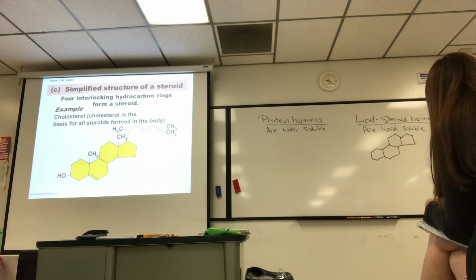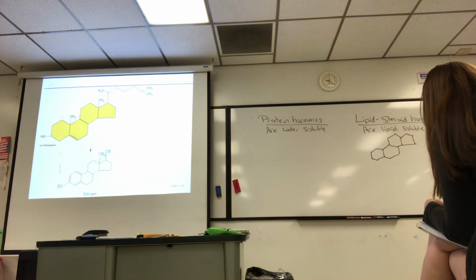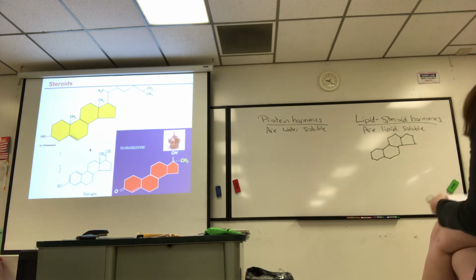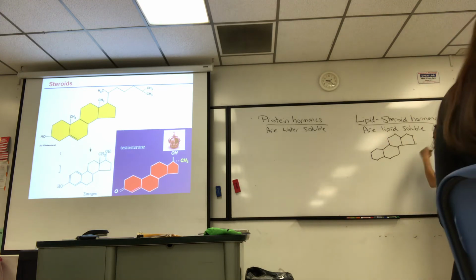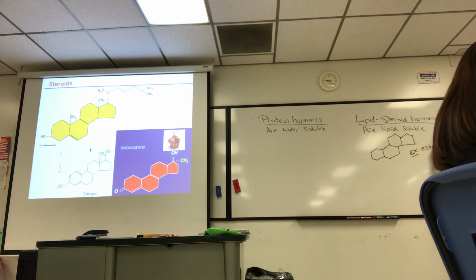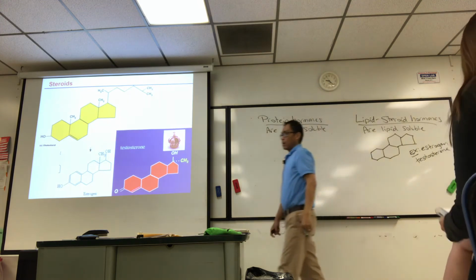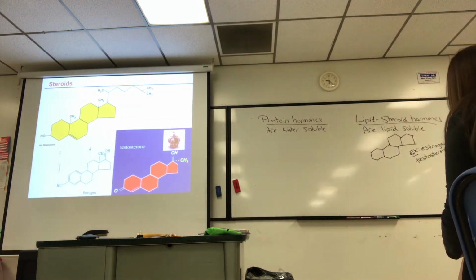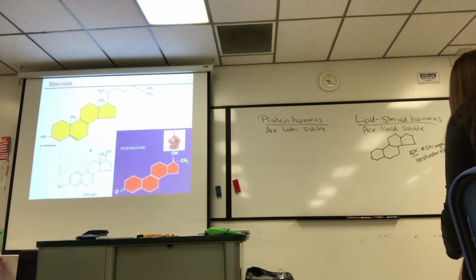That basic structure is a steroid hormone, and I have a couple of examples there: estrogen and testosterone. There are other ones, but I just wanted to give a couple of examples of steroid hormones. The next unit is reproduction. I'll talk about estrogen and testosterone a lot more. They have a little crown there because testosterone is the androgen king hormone for men.